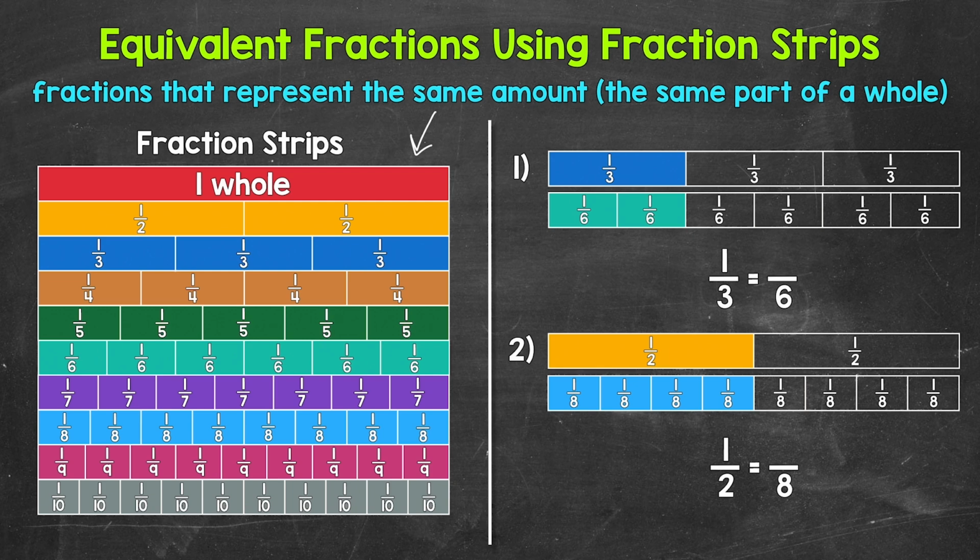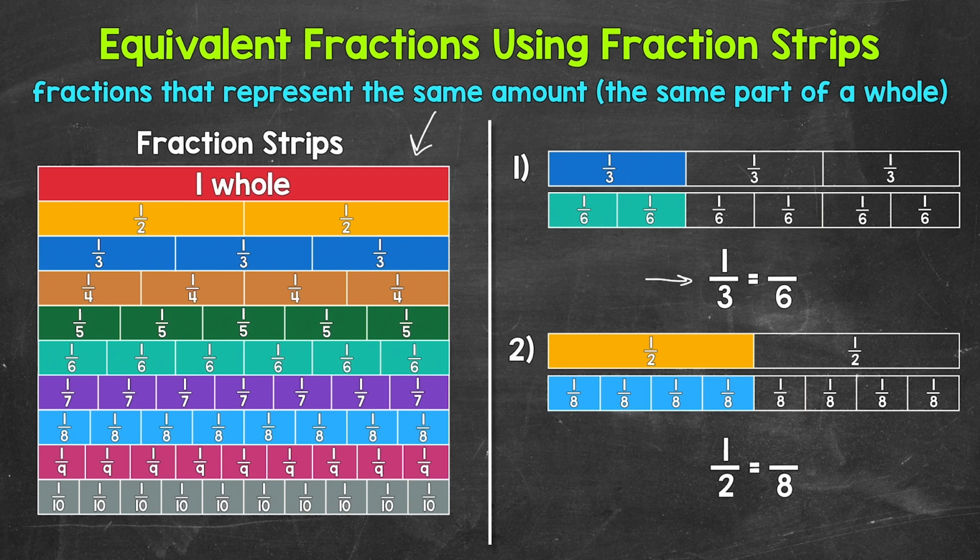Then we have the whole rectangle divided into 2 equal parts, so halves. Then the rectangle is divided into 3 equal parts, so thirds. Then 4 equal parts, so on and so forth, all the way down to 10 equal parts. Let's jump into number 1, where we have 2 fraction strips, and we need to figure out the equivalent fractions here. We have 1/3 is equivalent to how many sixths?